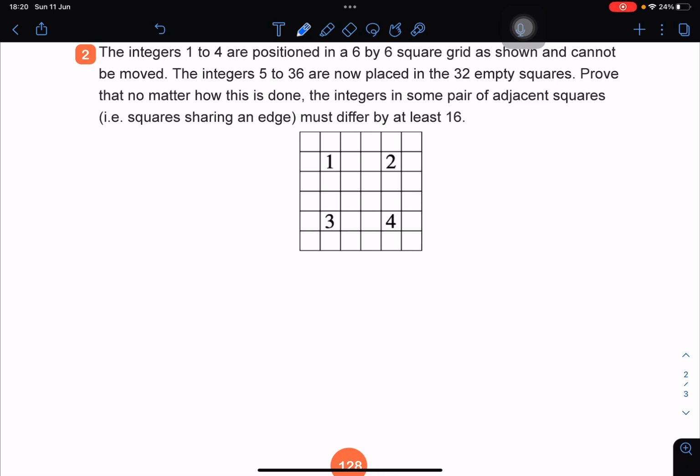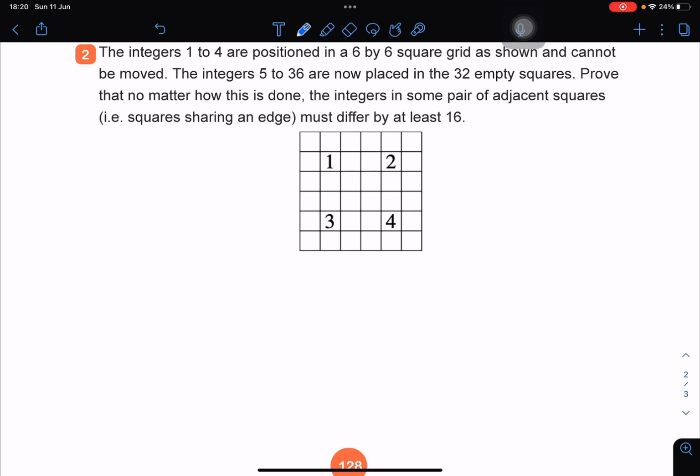For this last question, it says that the integers 1 to 4 are positioned in a 6 by 6 square grid as shown, and they cannot be moved. The integers 5 to 36 are now placed in the 32 empty squares. Now we need to prove that no matter how this is done, the integers in some pair of adjacent squares, which means squares that are sharing an edge, must be different by at least 16.